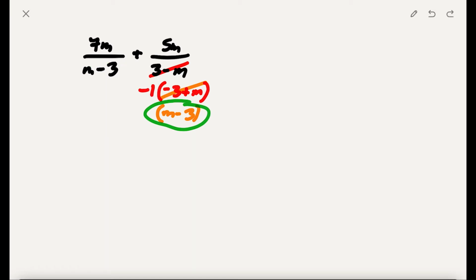In fact, what I'm going to do with this negative is put it up to the top like this, so then we have a -5m up there. So now we have common denominators, and you can do 7m minus 5m, which is 2m, and then we're dividing that by m minus 3, and that's the final answer.